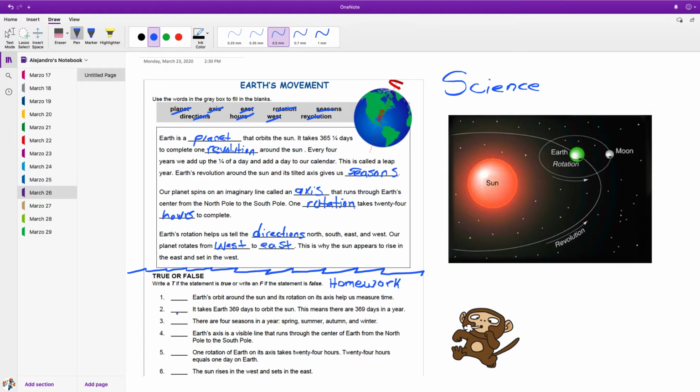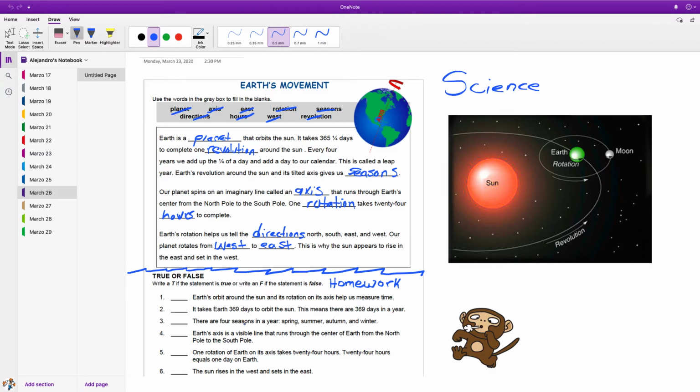Well, before we end with the video, I want to read the statements to you and start thinking about the answers, okay? So the first one will be Earth's orbit around the sun and its rotation on its axis helps us measure time. What do you think? True or false? Okay, you write it down in the comment section. Number 2, it takes Earth 369 days to orbit the sun. This means there are 369 days in a year. What do you think? True or false? Okay, you let me know.